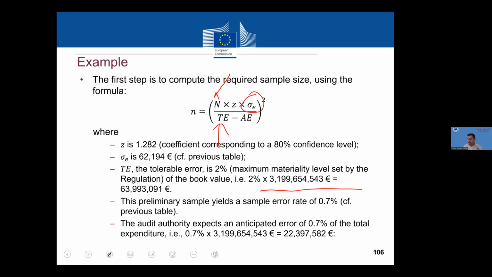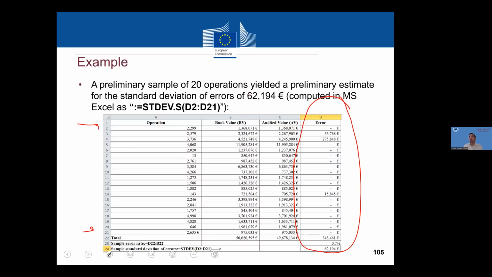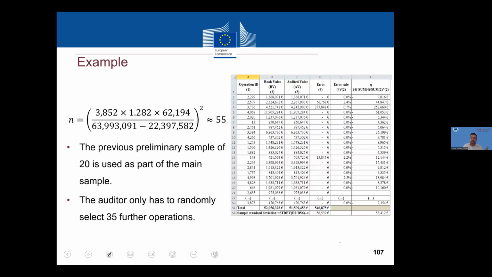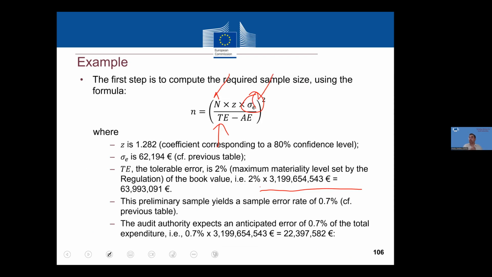Now, the two most problematic parameters. Standard deviation of errors: this one I don't know, but I can use the pilot sample to estimate it as accurately as possible. So I went to my pilot sample of 20 and used this Excel function that many of you may know, STDEV.S, which automatically calculates the standard deviation. I indicated the range from D2 to D21, the 20 error amounts, and the function gave me back 62,194 euros. At this moment, based on the pilot sample, that is my best guess about this standard deviation.